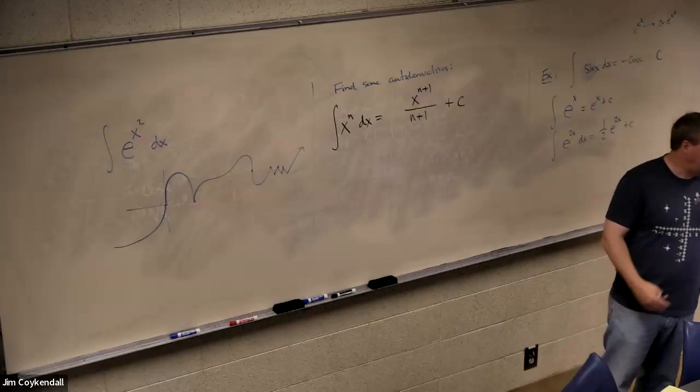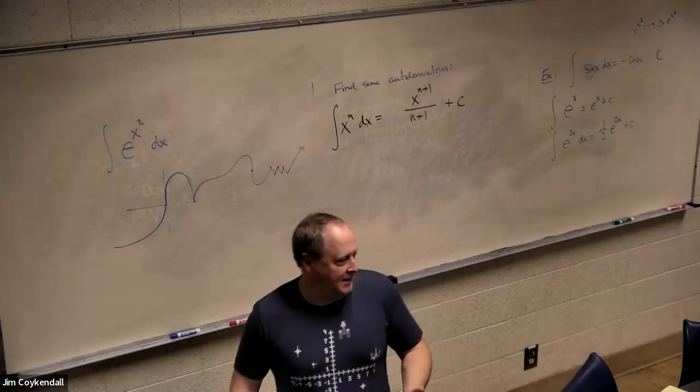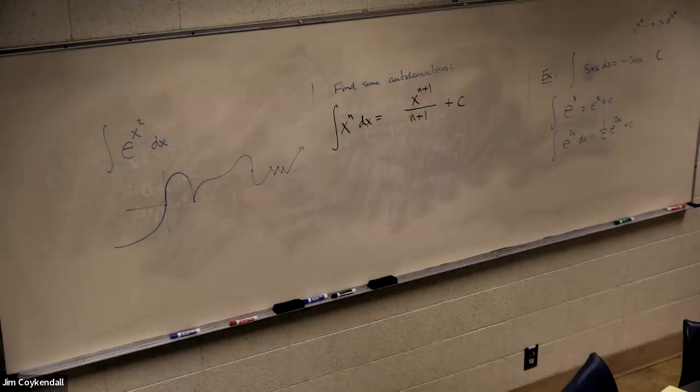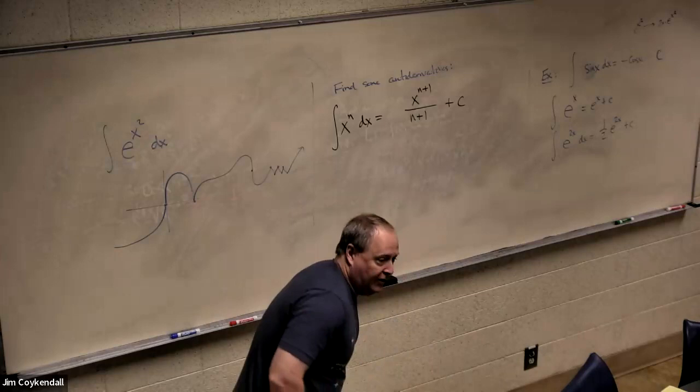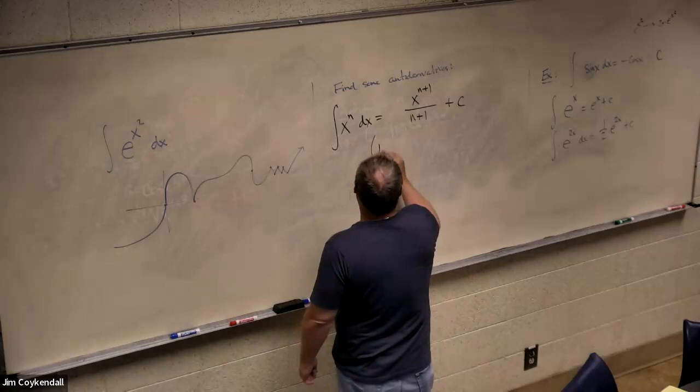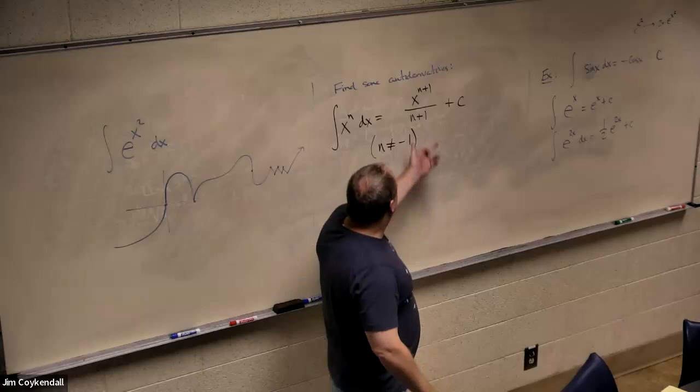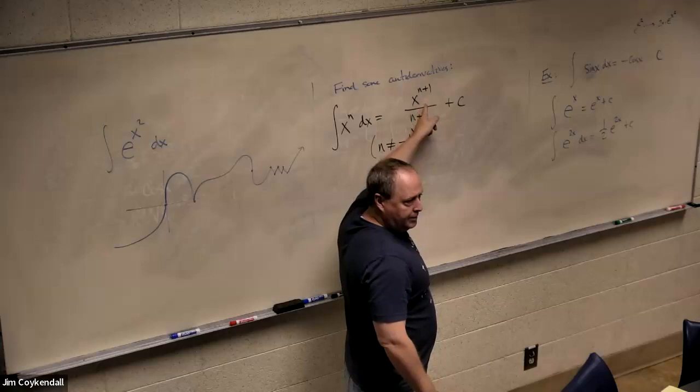Period. By the way, though, now that I've bragged about our ability to do this, I look at my formula here and I see that there is a problem. There is definitely a problem with my formula to look out for. What is that? Very good. This seems to have some problems here when n is equal to negative 1. So what is the negative 1 case?